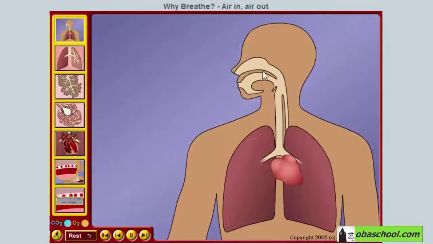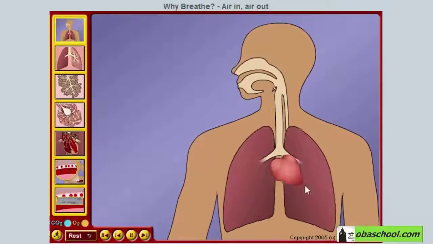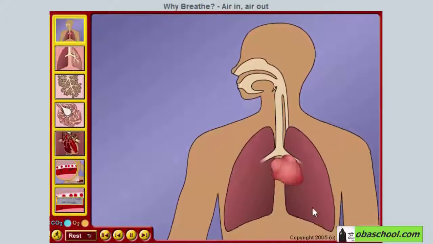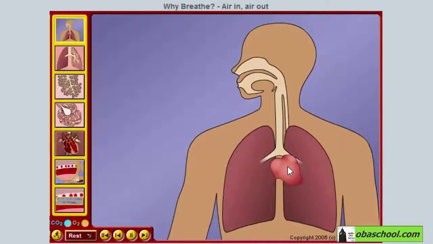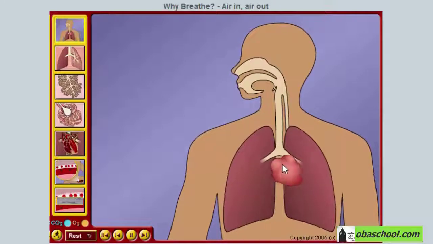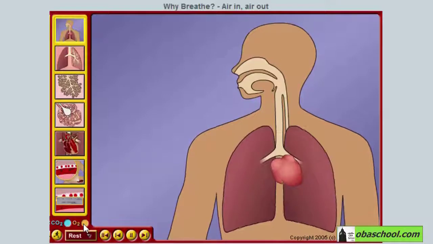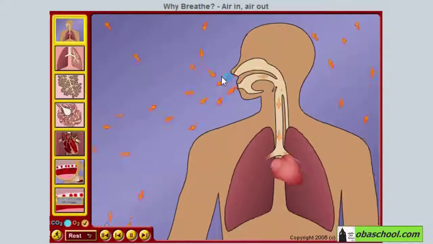Air enters through the nose and it goes into the lungs. The heart takes oxygen from the lungs and pumps it to all the organs of the body that need this oxygen. Now let's see how oxygen enters the body.